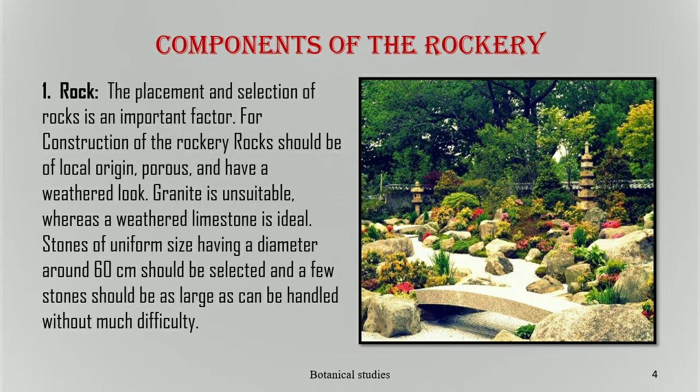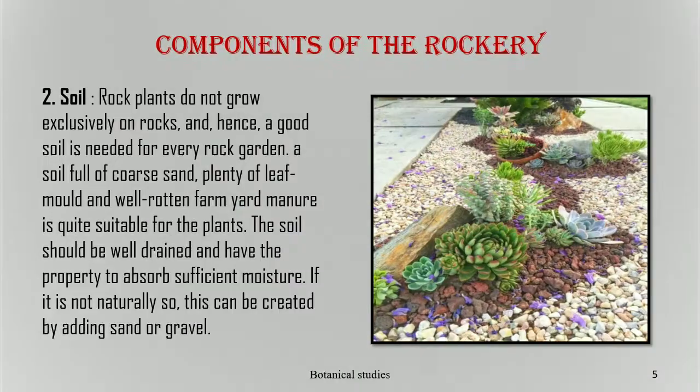Components of the rockery. First, rock. The placement and selection of rocks is an important factor for the construction of a rockery. Rock should be of local origin, porous, and have a weathered look. Granite is unsuitable, whereas weathered limestone is ideal. Stones of uniform size having a diameter around 60 cm should be selected, and a few stones should be as large as can be handled without much difficulty.